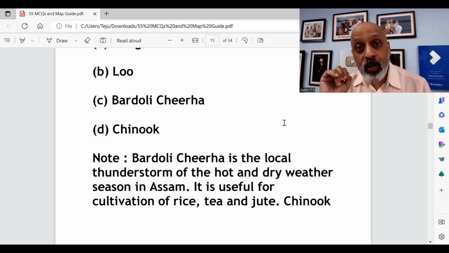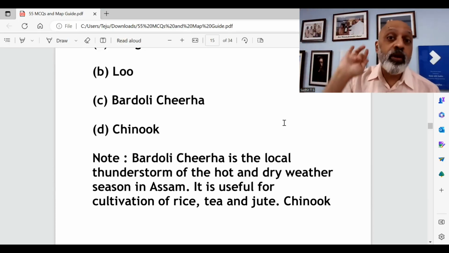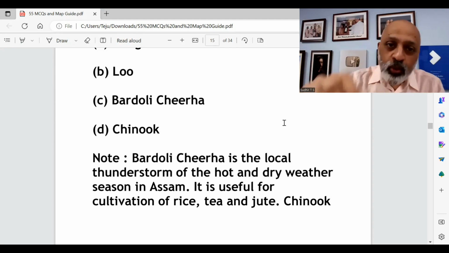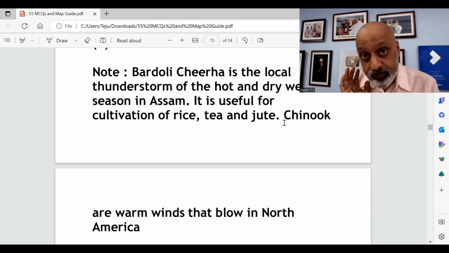ये लाइन मैंने क्यों लिखा भला? ताकि अगर आपसे पूछा जाए कि बडोली चीरा कौन से क्रॉप्स के लिए यूजफुल होता है, तो आप इस इंफॉर्मेशन को लगा दें। चिनूक, ये मैंने गूगल से पता किया, are warm winds that blow in North America.